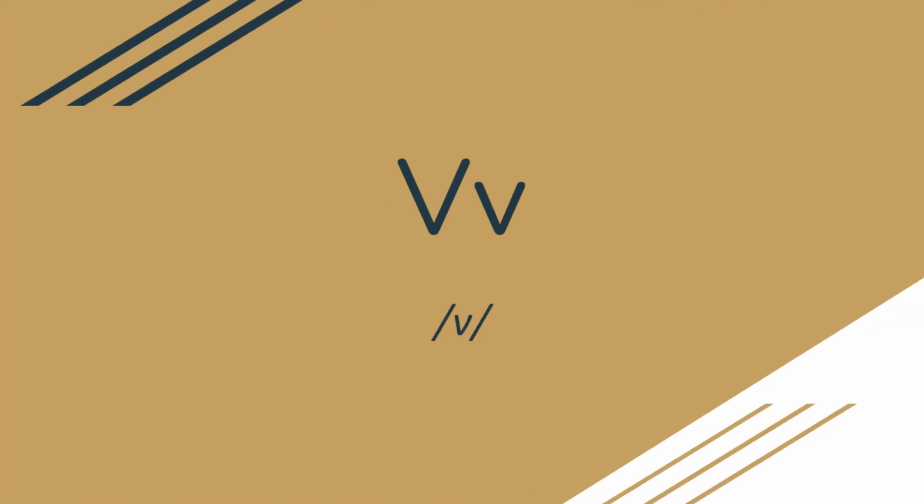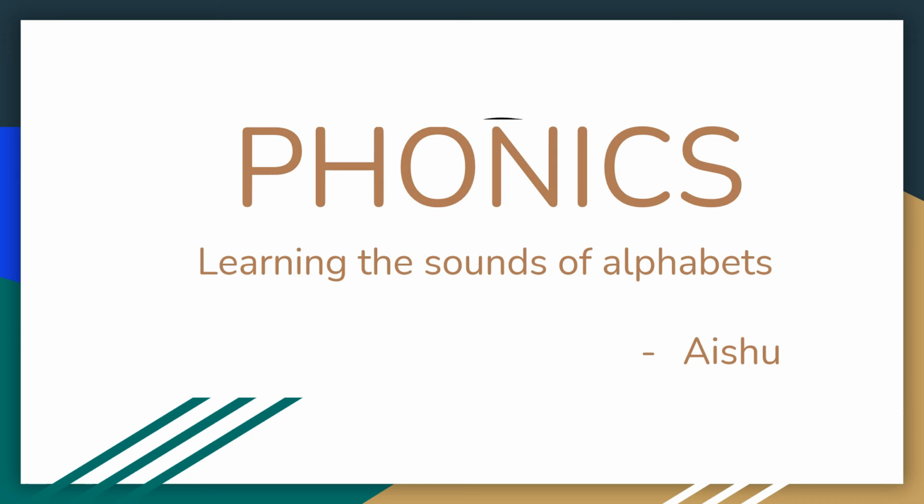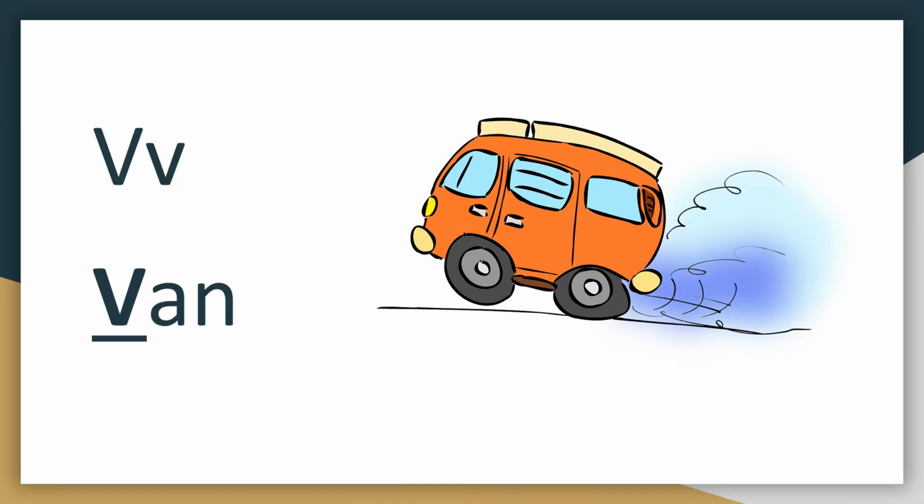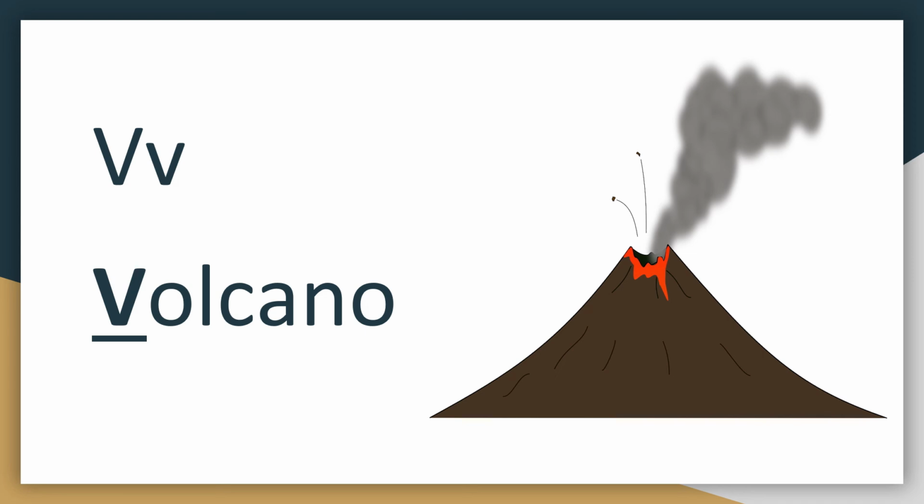V is the name of the letter. Do you know the sound? The sound is V. Join with me. Let's take some examples. Van. The first letter sounds V. Volcano.